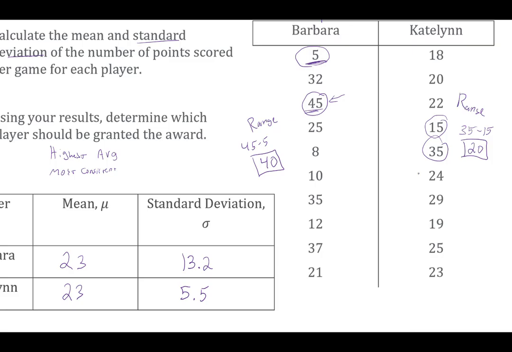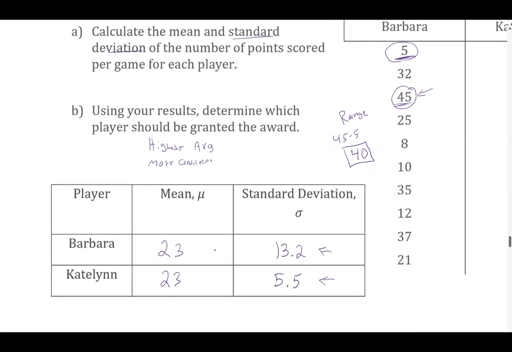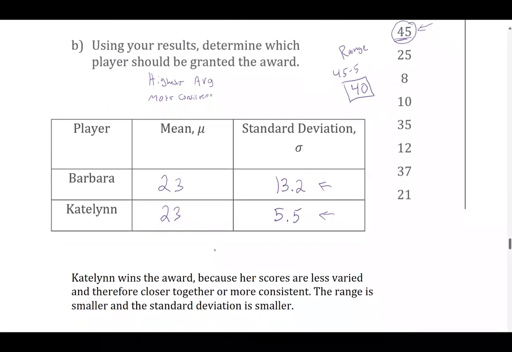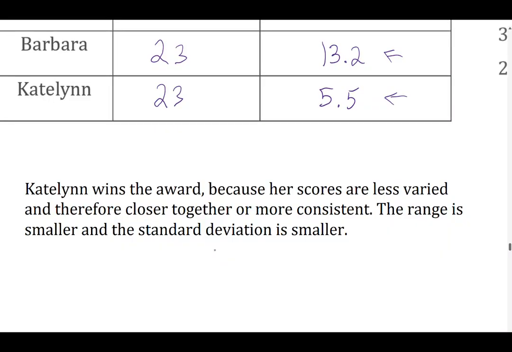And we can see that just by looking at the actual lists of their scores and by also looking at the standard deviation. So the standard deviation is a good way of thinking about the typical change within a data set. So Barbara's scores change more on average than Caitlin's do. And here's what I would say if I had to answer this question myself. Caitlin wins the award because her scores are less varied and therefore closer together or more consistent. The range is smaller and the standard deviation is smaller for Caitlin.